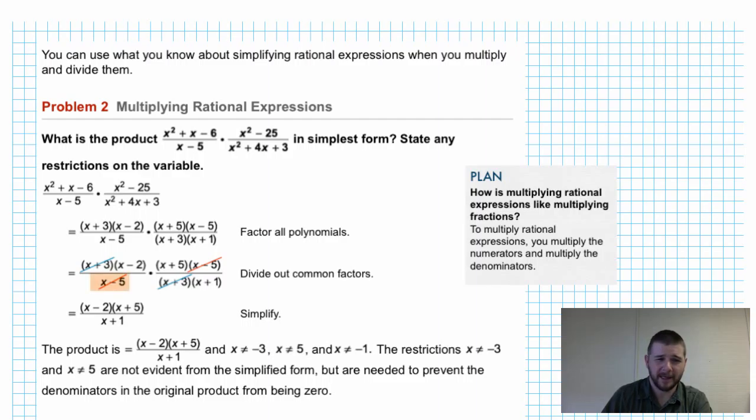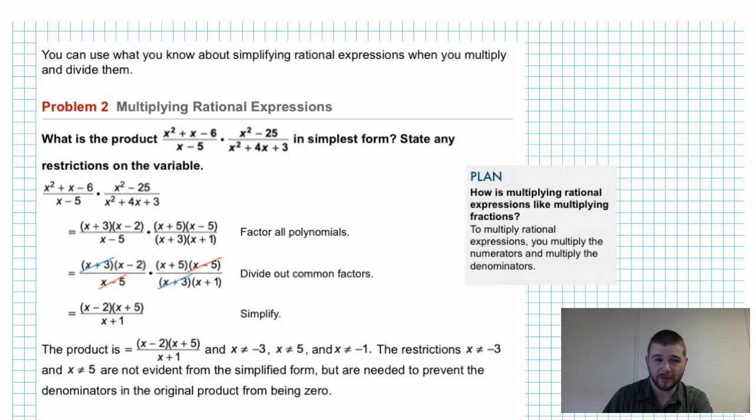So again, here we've got the x minus 5 canceling with the x minus 5. That's a cross reduction. Same thing with the x plus 3. Cross reducing, we get the two binomials you see over the binomial denominator.